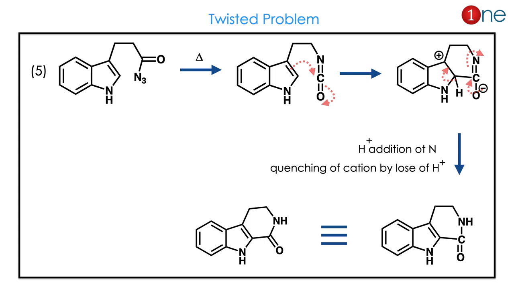Then the fifth example, it's a kind of indole system with azide in the side chain. Again the chances of cyclization, so isocyanate formation, the ring electron attacks, you have again aromatization and the ring closure. So the final product is amide with extra ring.